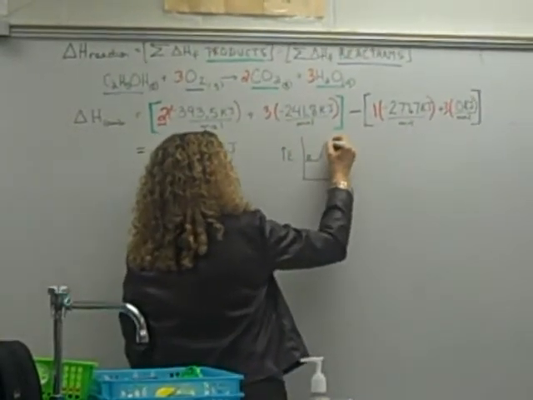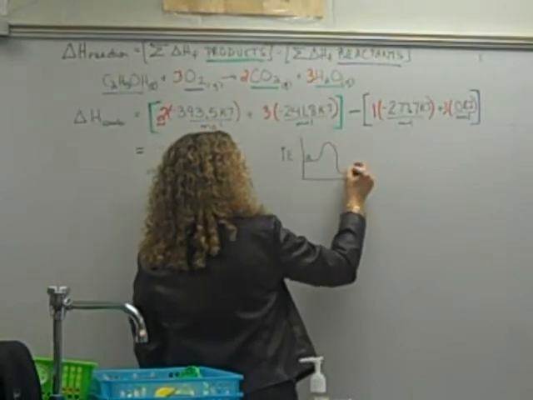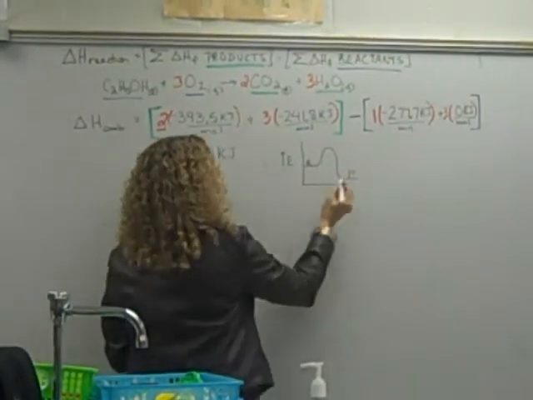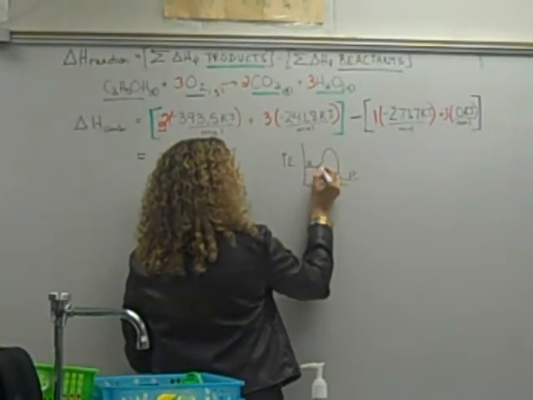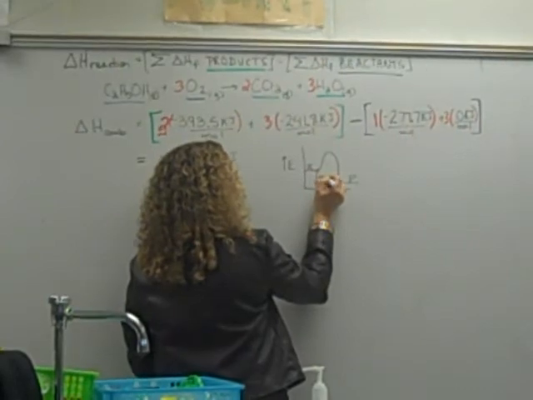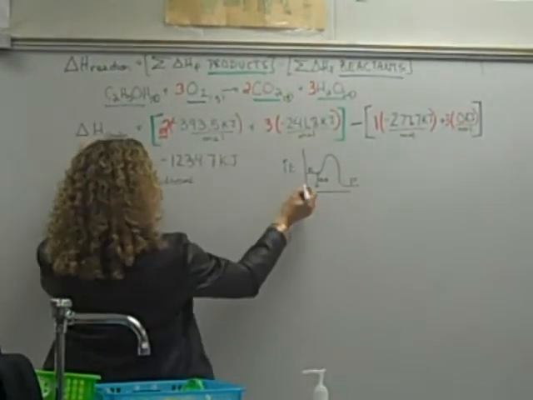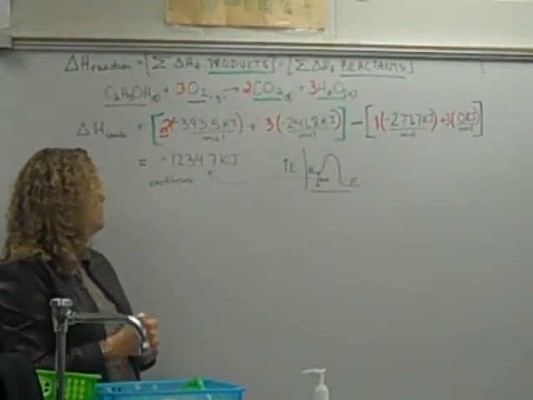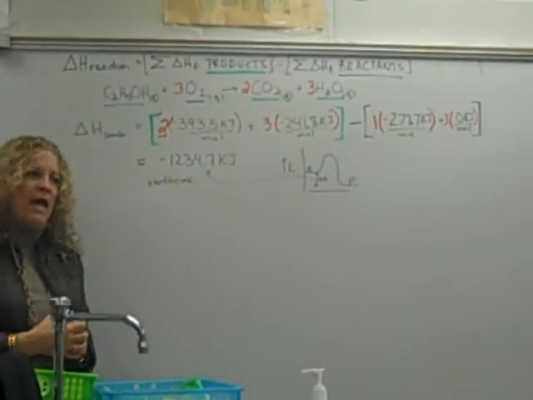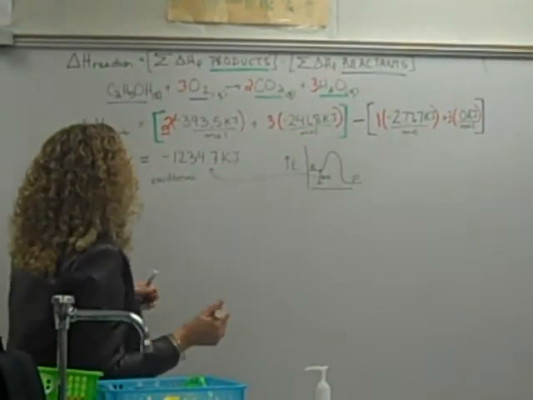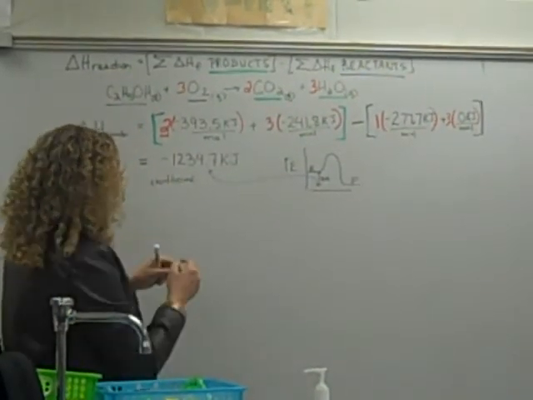And so it would kind of go down like this. Does that make sense? Yes? Okay. And the difference between the reactants and the products here would be delta H. In this case, that would be this number, negative 1234.7. Okay?